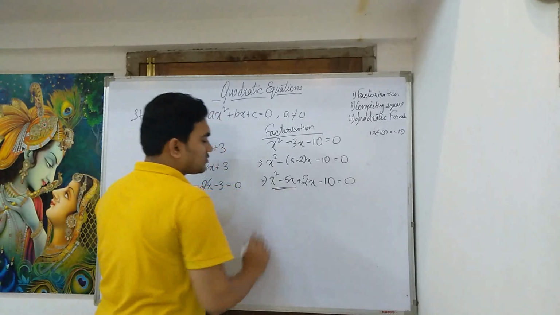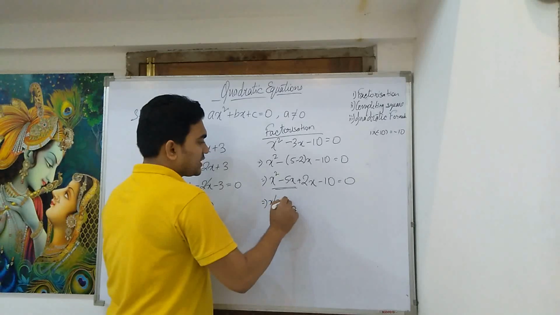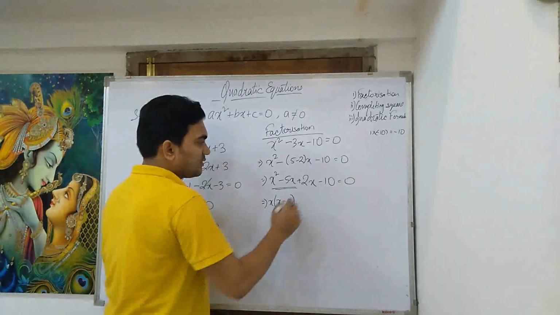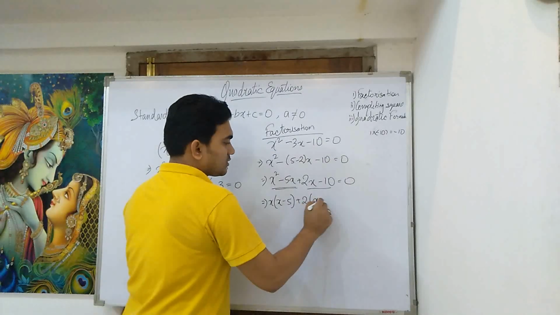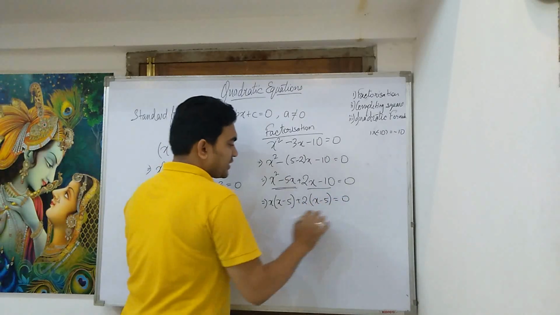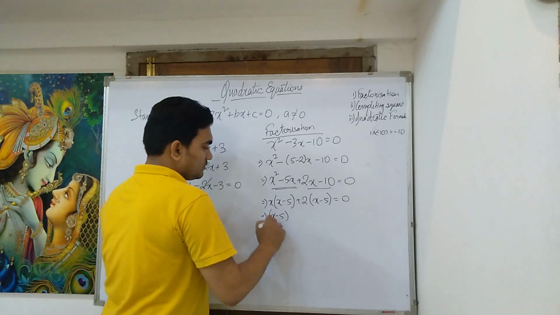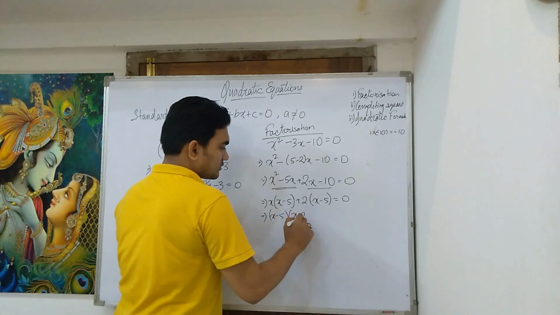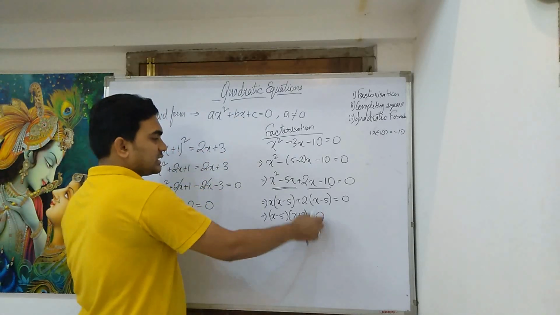From these two terms we can take x common. This gives x minus 5. Here we can take 2 common, plus 2. This also gives x minus 5. We have x minus 5 common. So the product of these two numbers is 0.